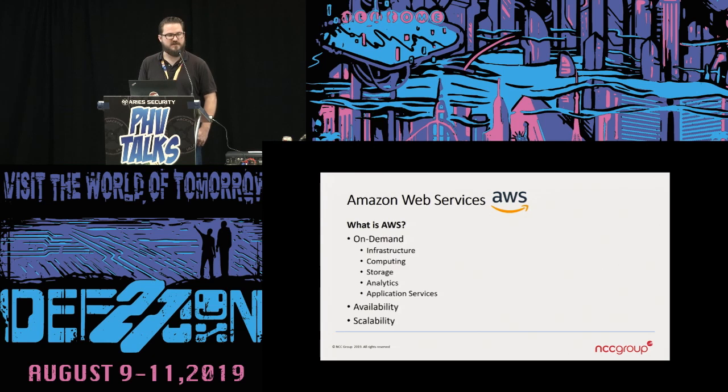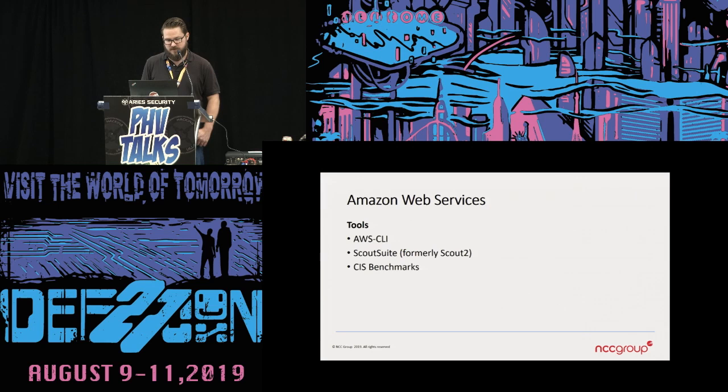AWS is Amazon's web services. It is on-demand infrastructure, computing resources, storage resources, analytics, application services. They are available and scalable. And most people think of Amazon's AWS as infrastructure as a service, which contrasts with Microsoft's Azure, which we'll talk about a little bit later.